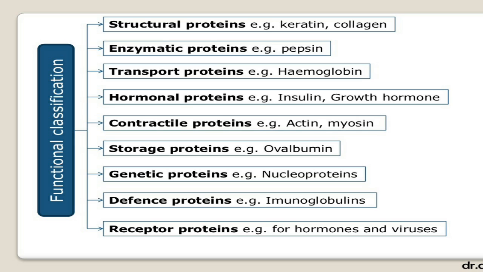Keratin is present in our nails and hair. Collagen is in the connective tissues. Enzymatic protein, pepsin. Transport proteins, hemoglobin. Hormonal proteins, insulin, growth hormone. Contractile proteins, actin and myosin present in the muscles, help in movement. Storage proteins, albumin. Genetic proteins, nucleoproteins. Defense proteins, immunoglobulins. Receptor proteins for hormones and viruses.